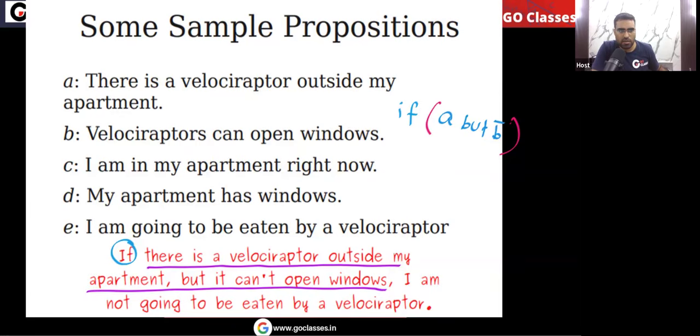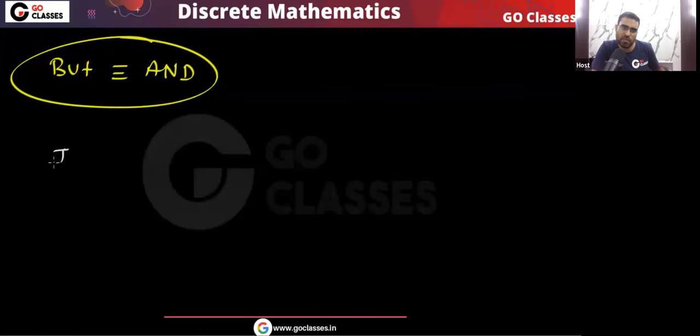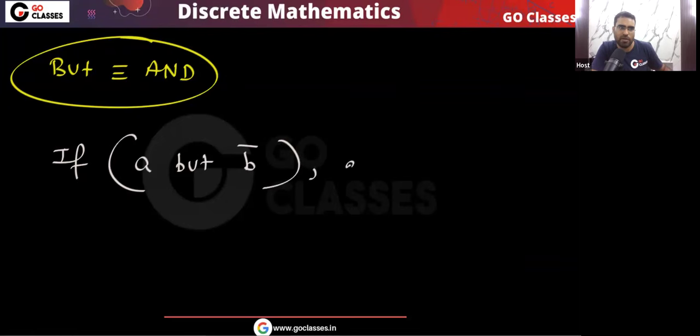Comma. Then what do you have? Then you have, I am not going to be eaten by velociraptor. That is E bar. So finally, this is the equation we got. Now let's see how to write this. Understood? This is what we got: if A but B bar, comma E bar, and "but" is the same as "and".